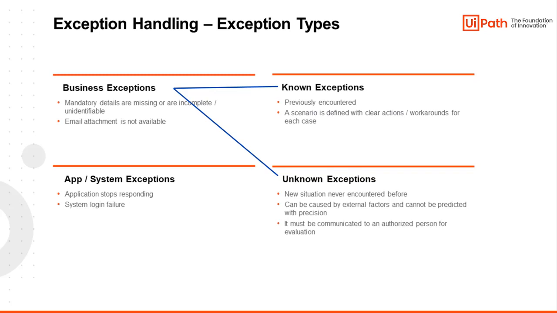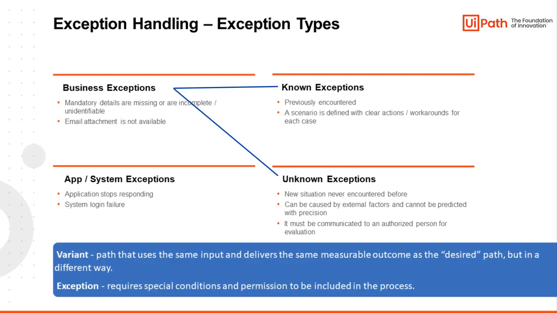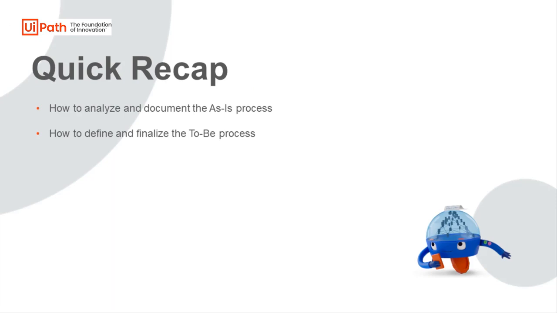Also, it's important to make the difference between exception and variant. A variant is considered a path that uses the same input and delivers the same measurable outcome as the desired path, but in a different way, whereas an exception usually may require special conditions and permission to be included in the process. So far in the process analysis stage, we have learned how to analyze and document the as-is process and how to define and finalize the to-be process. Next, we will learn about the process definition document in detail.